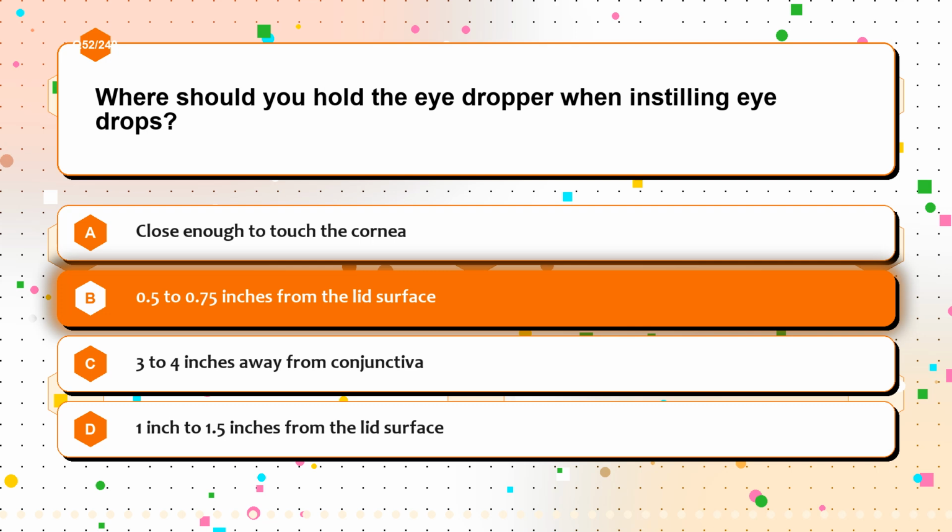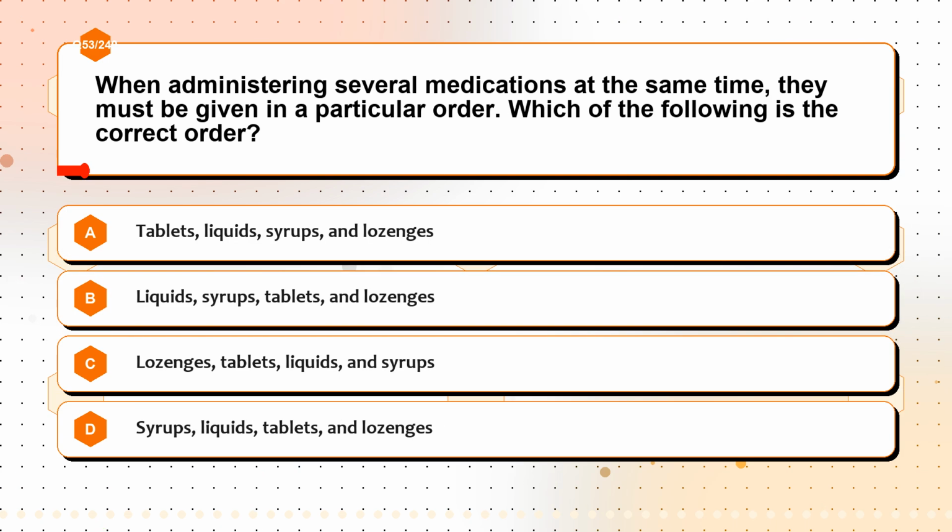The correct answer is option B, 0.5 to 0.75 inches from the lid surface. Question 53. When administering several medications at the same time, they must be given in a particular order. Which of the following is the correct order? Here are the options. Option A, tablets, liquids, syrups, and lozenges. Option B, liquids, syrups, tablets, and lozenges. Option C, lozenges, tablets, liquids, and syrups. Option D, syrups, liquids, tablets, and lozenges.